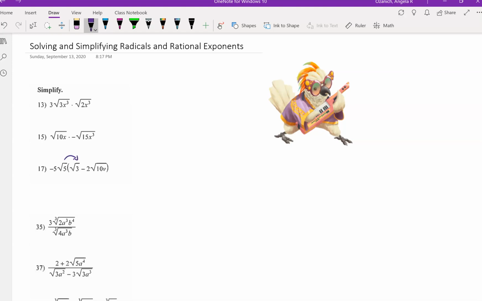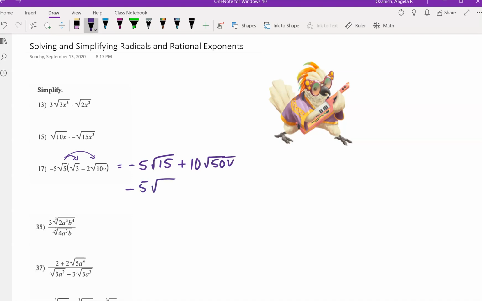I'm going to go ahead and fly through a couple of these here, and hopefully we'll make it through without too much craziness. The -5 root 5 times the -2 root 10b looks like it's going to leave us with a plus 10. And what's that going to be? Root 50b. And we can simplify that a little bit more.